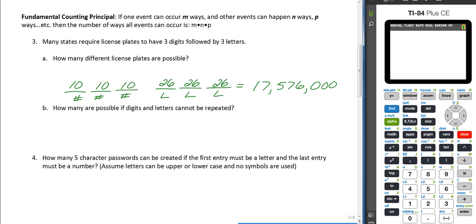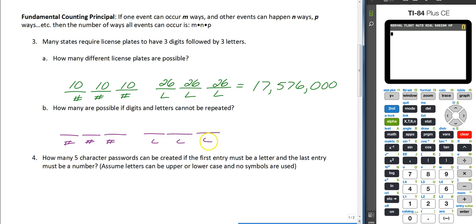So think about that for a minute. Click pause, give it a shot, click play when you're ready. So very similar layout. You still have number, number, number, letter, letter, letter.